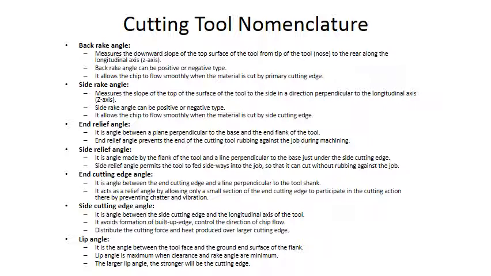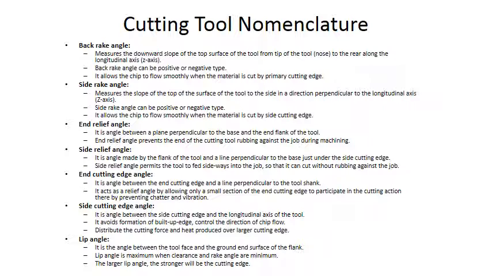The second important point is side rake angle. It measures the slope of the top surface of the tool to the side, in the direction perpendicular to the longitudinal axis, the z-axis. Side rake angle can be positive or negative. It allows the chip to flow smoothly when the material is cut by the side cutting edge. End relief angle is the angle between the plane perpendicular to the base and the end flank of the tool. End relief angle prevents the end of the cutting tool from rubbing against the job during the machining process.